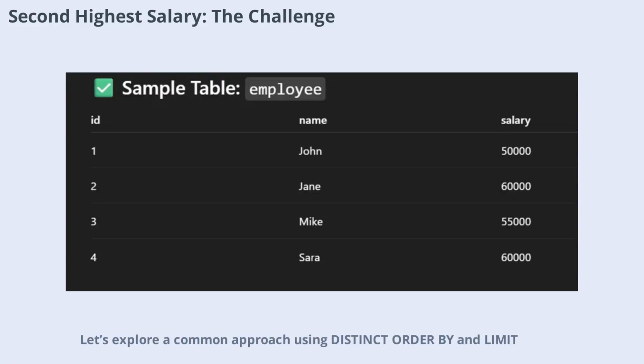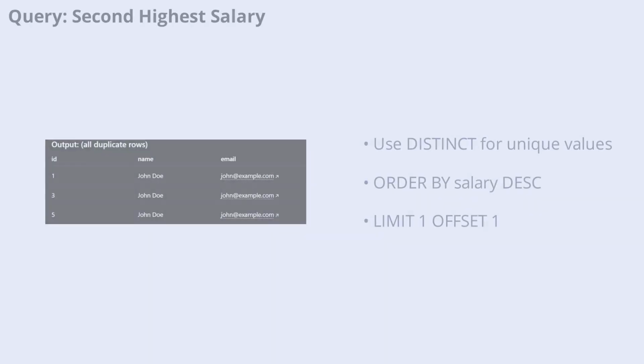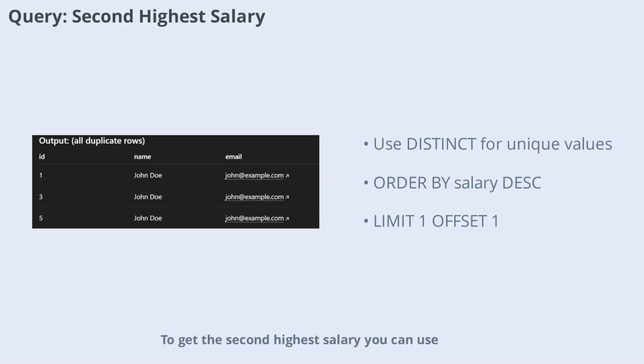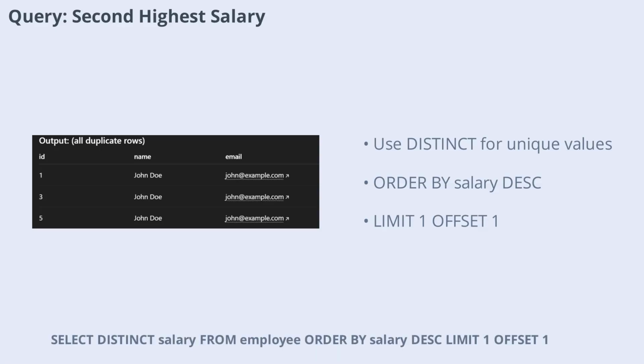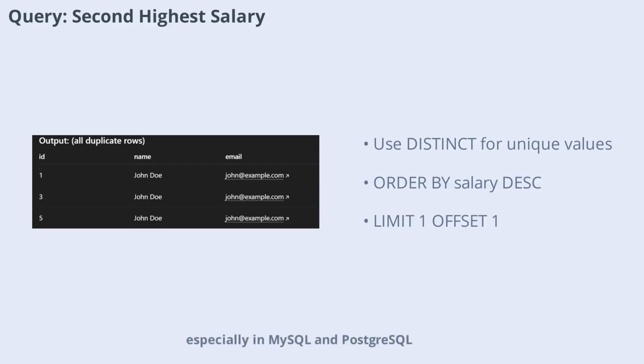Let's explore a common approach using DISTINCT, ORDER BY, and LIMIT. To get the second highest salary you can use: SELECT DISTINCT salary FROM employee ORDER BY salary DESC LIMIT 1 OFFSET 1. This query first removes duplicate salaries, sorts them in descending order, and then skips the top salary to fetch the second highest. It's a concise and effective way to answer this common interview question, especially in MySQL and PostgreSQL.